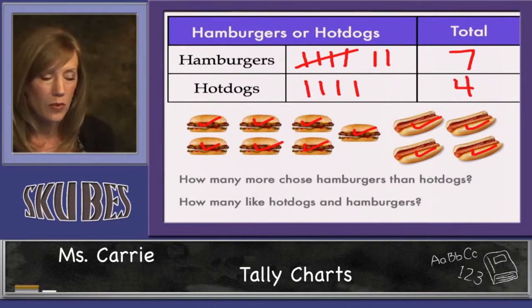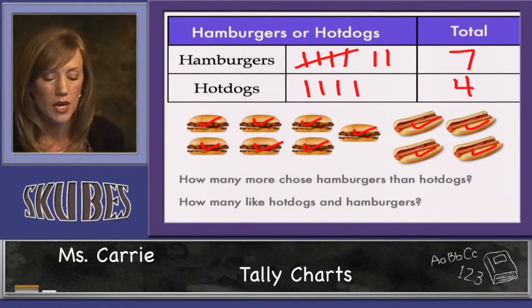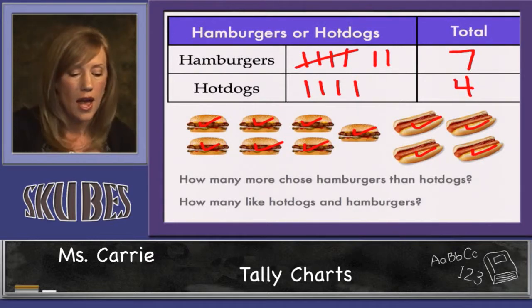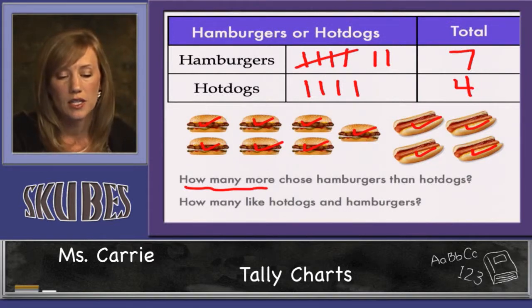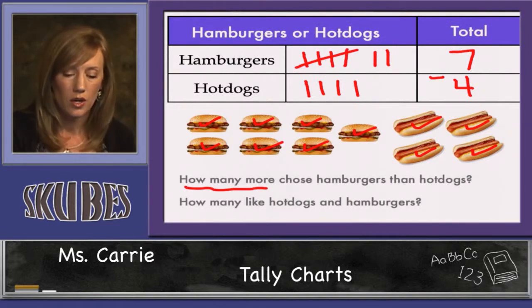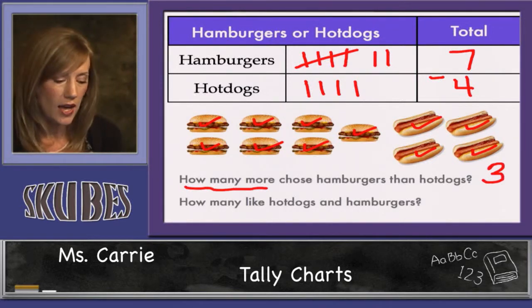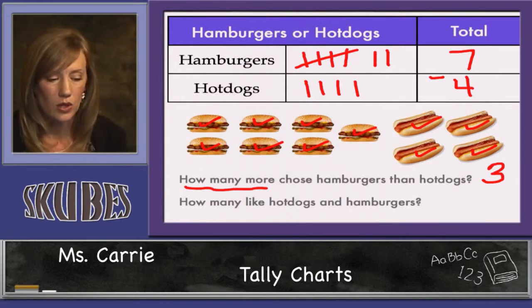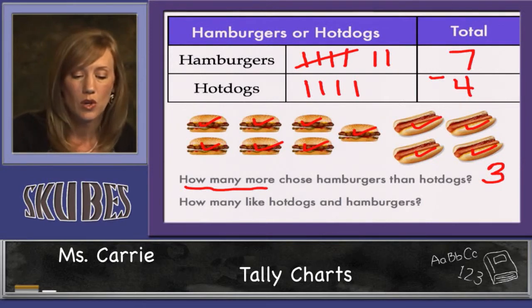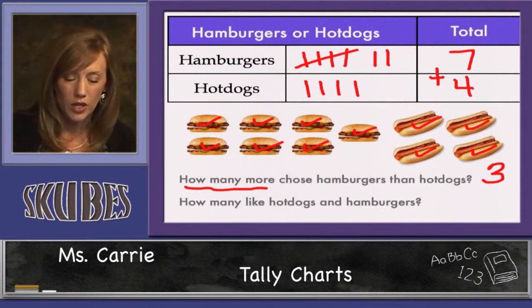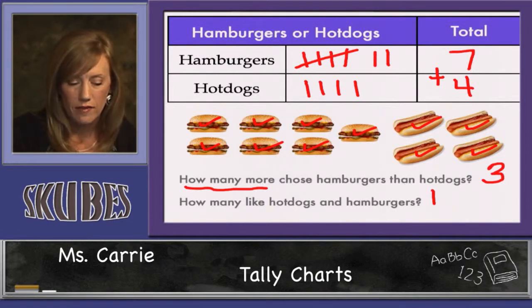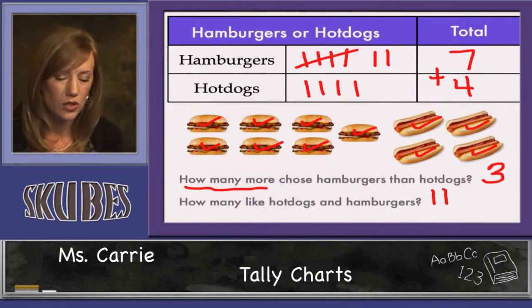Now the first question at the bottom asks, how many more chose hamburgers than hot dogs? How many more means to subtract, so we would subtract 7 minus 4, and our answer would be 3. The second question asks, how many like hot dogs and hamburgers? Well, if we want to know how many in all liked both of them, we have to add those two numbers. So I'm going to change our minus sign to a plus sign. 7 plus 4 is 11. 11 people like hot dogs and hamburgers.